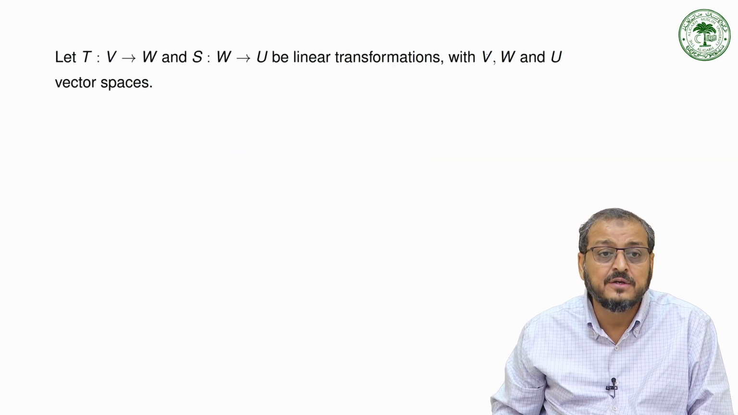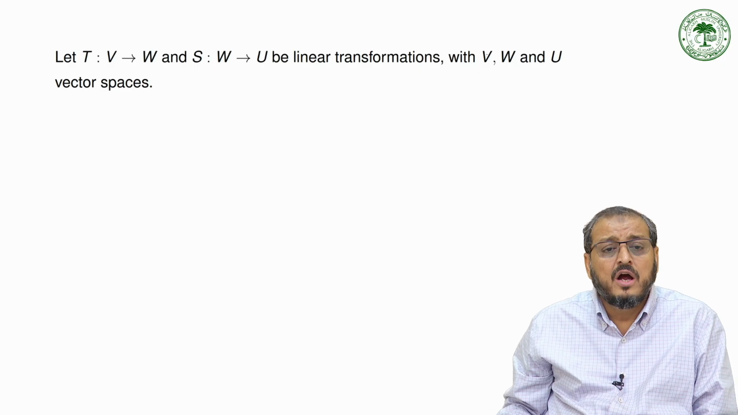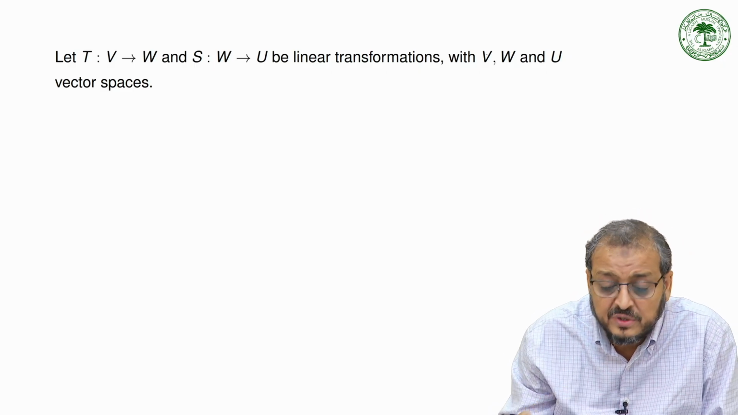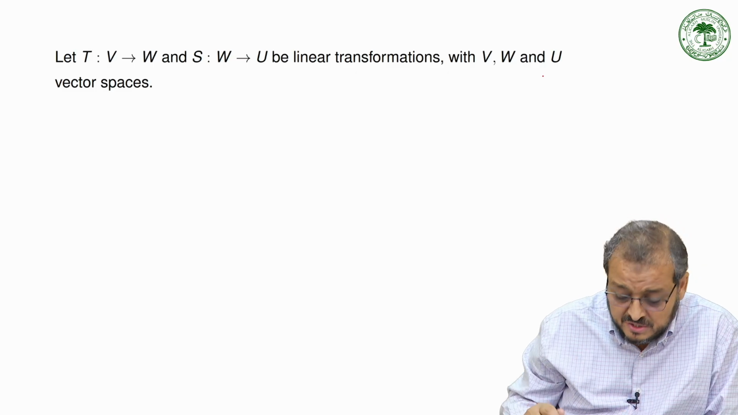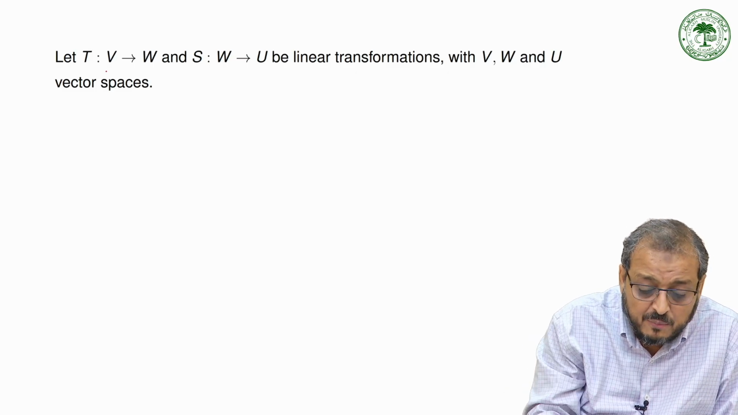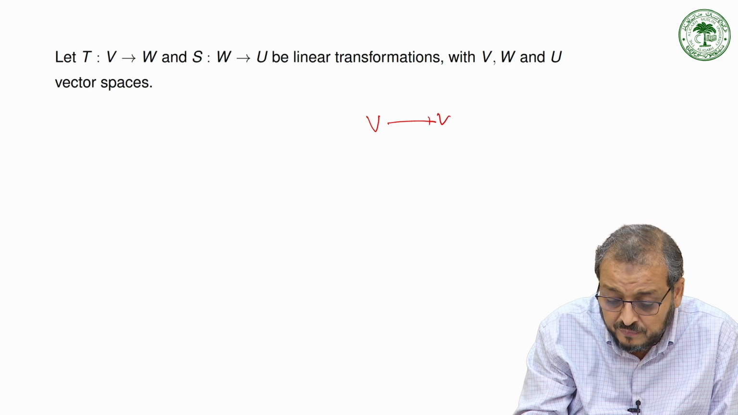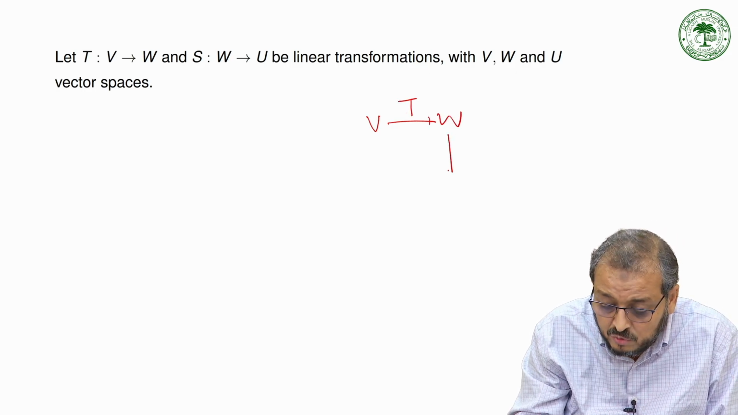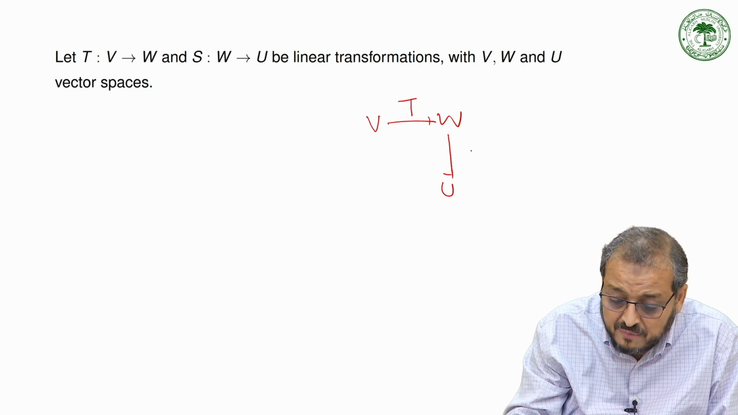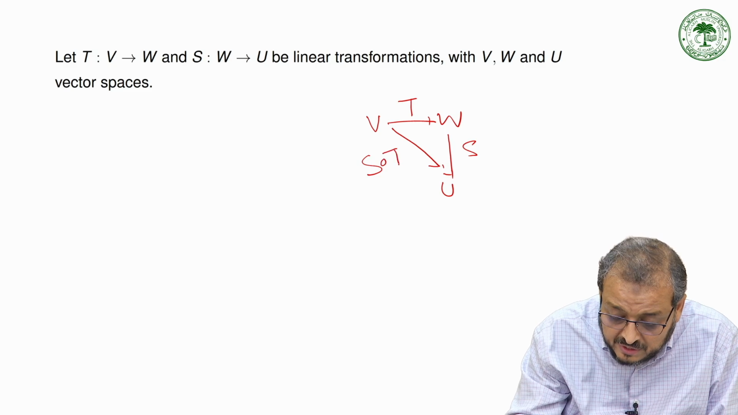So let us start with the definition. Let T from V to W and S from W to U be linear transformations, where U, V, W are vector spaces. So I write V to W, and this map is T, and then W to U, and this map is S. Then we define a new map, called S composition T.